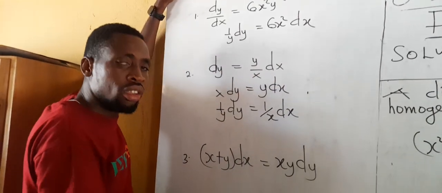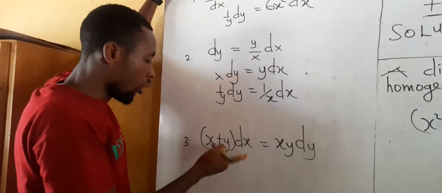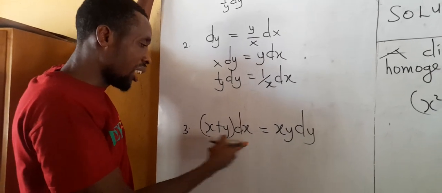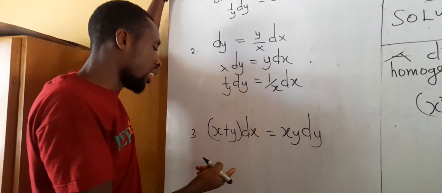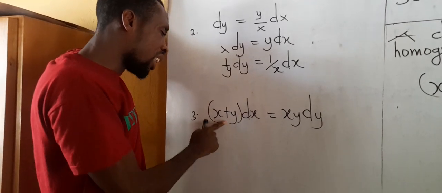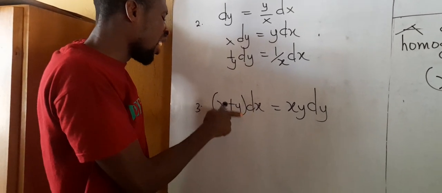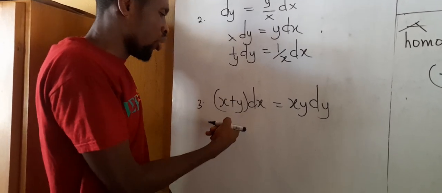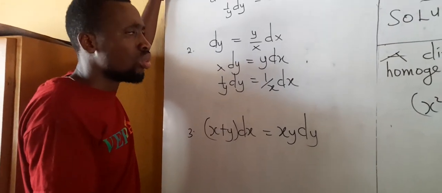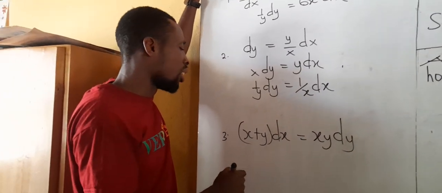Now they are adding. Can we separate? Look at this. You can't separate this, because you can't separate this y from the dx. When the dependent and the independent variables are adding, you can't factor out any of them. You see that it is inseparable. You can't separate it.